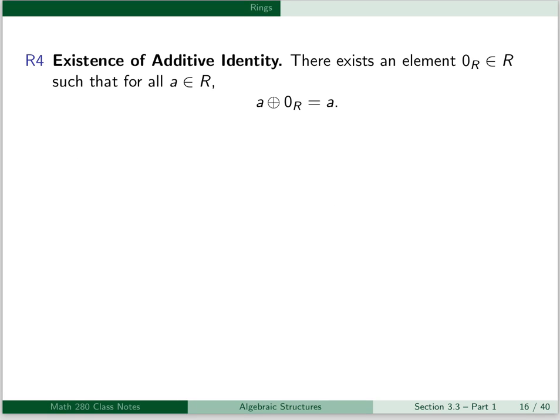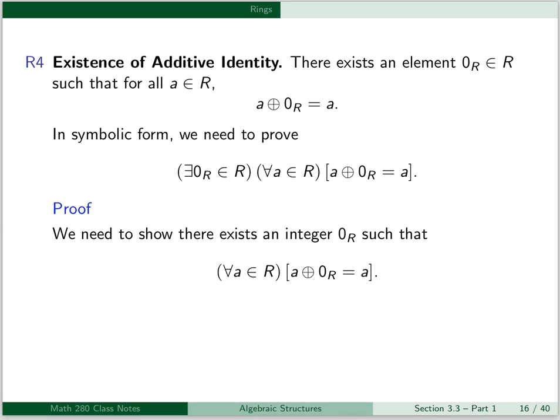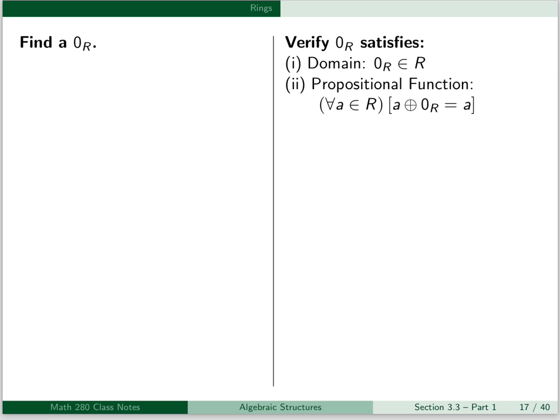Now for R4, existence of an additive identity, we need to show there exists an element 0 sub r in R such that for all A in R, A circle plus 0 sub r is A. And in symbolic form, we need to prove there exists a 0 sub r in R such that for all A in R, A circle plus 0 sub r is A. So for the proof, we need to show there exists an integer 0 sub r such that the universal statement shown is true. So the existential quantifier comes first, so we start with an existential proof. So we need to find a 0 sub r, and then we need to verify that it satisfies the two conditions.